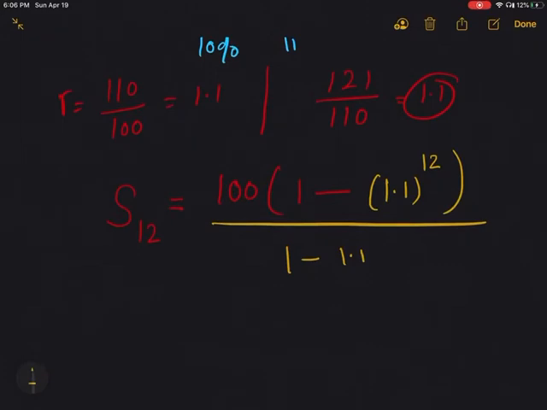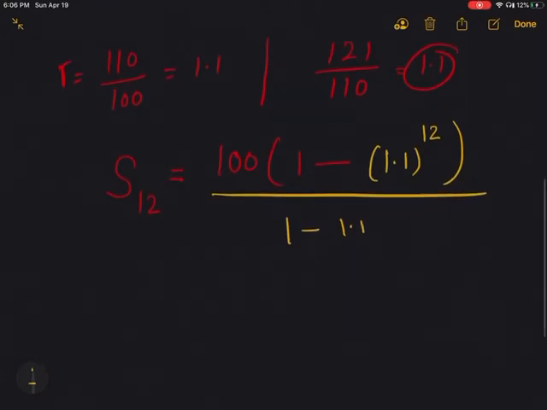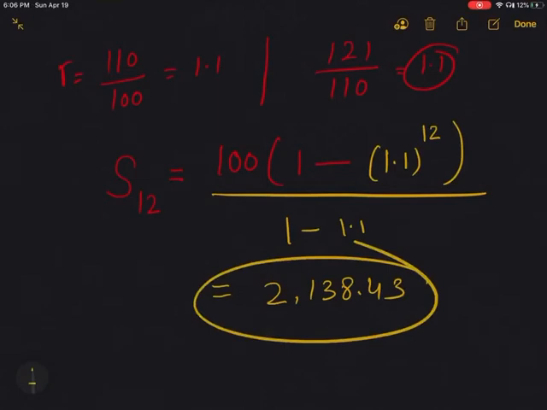Now the rest is pretty much simplifying the entire thing. You can put it in your calculator, and I already did. I have my answer as $2,138.43. Here you go. That's how I did the first one. So practice problem number 3 is going to be your homework assignment. It's pretty much the same thing.